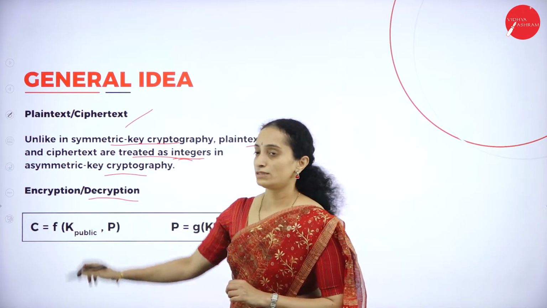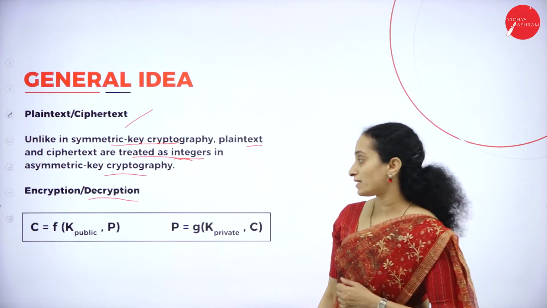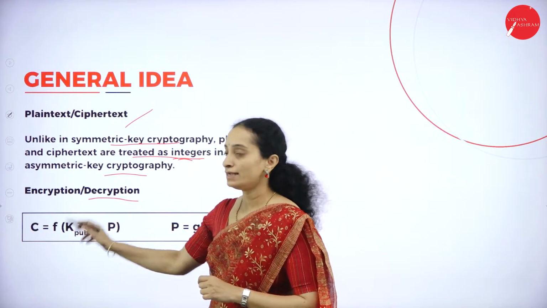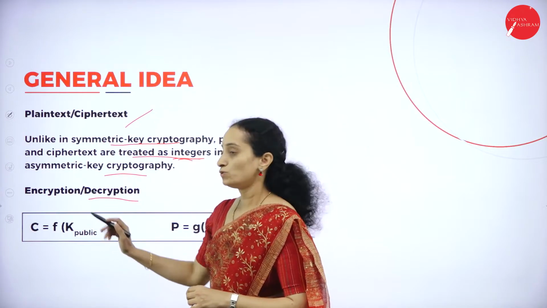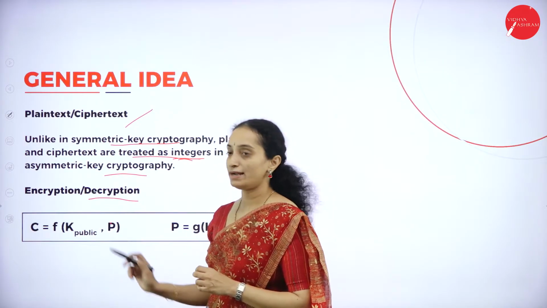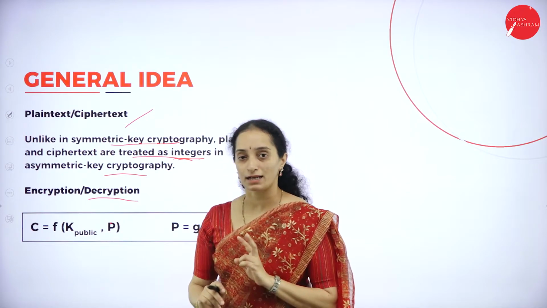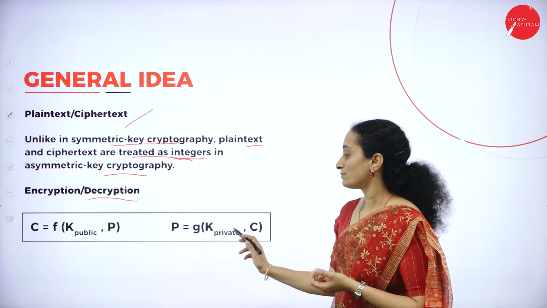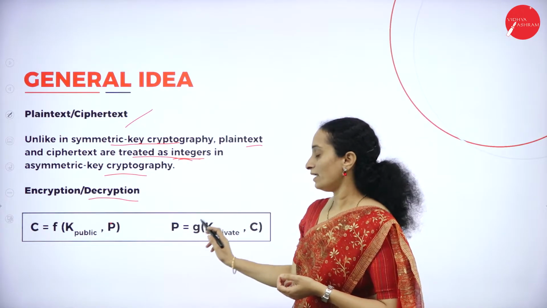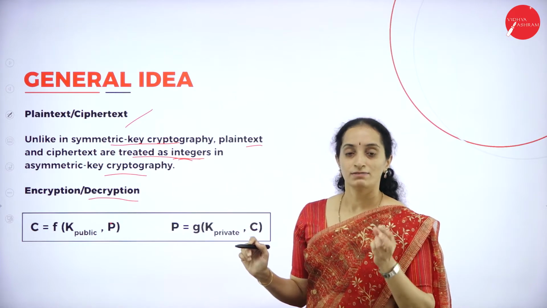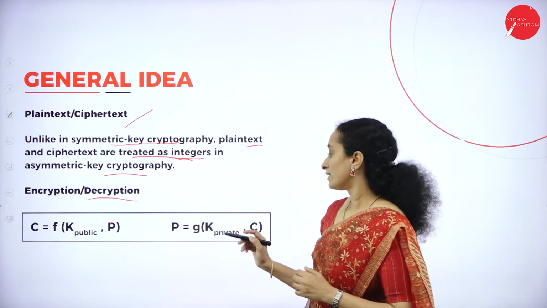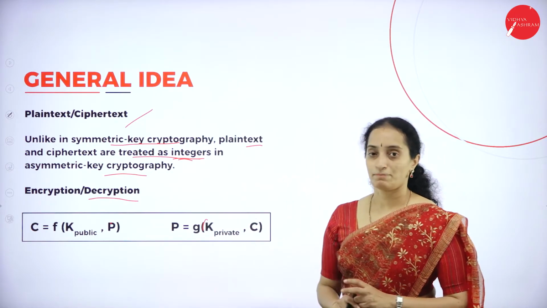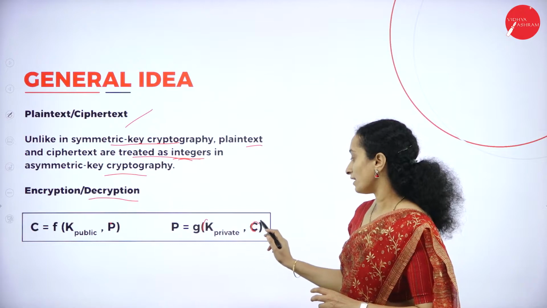Like, the expressions that we can use in encryption and decryption are: C, that is ciphertext, will be generated by having a function using the public key and the plain text. Plain text and public key are combined in a function which generates the ciphertext. When it comes to the decryption, we use P, with another function which represents the decryption of the message, where it uses the private key along with the ciphertext.